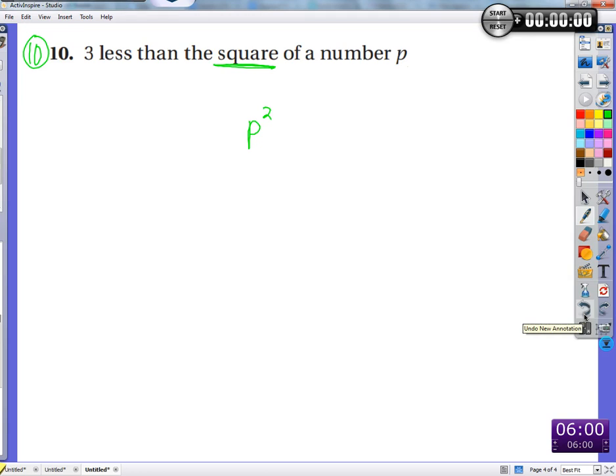What does it mean to say 3 less than that? Minus 3. If you take away 3 from that thing, you have 3 less than that thing. If you have 12 apples, and later you have 3 less apples, then you'll have 9 apples. And subtract 3.